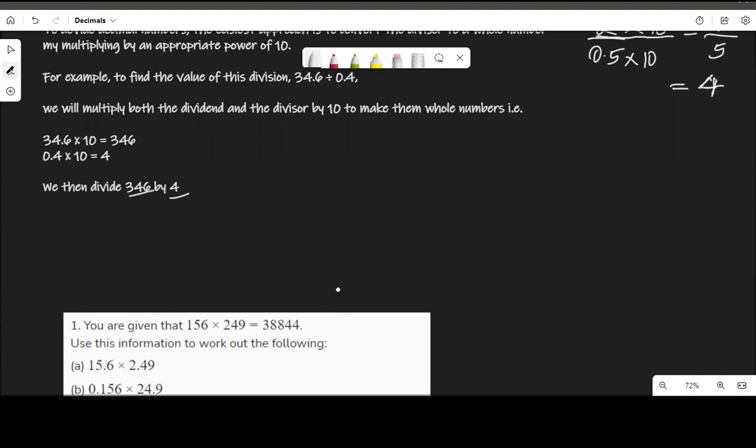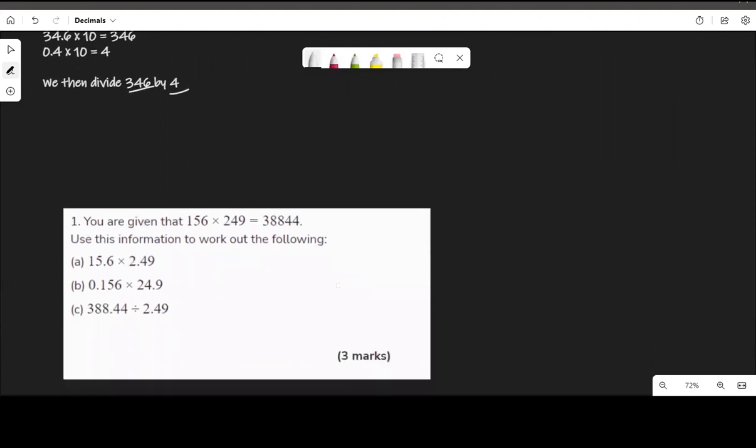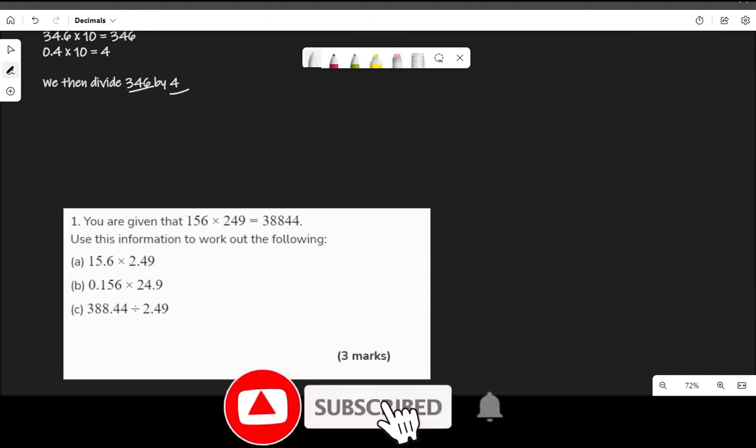With that knowledge, we are going to solve some past questions. This is an IGCSE question. You are given that 156 multiplied by 249 is equal to 38844. Use this information to work out the following: 15.6 multiplied by 2.49. How can we do that? Let's assume we are not permitted to use a calculator in this. How can we do this?